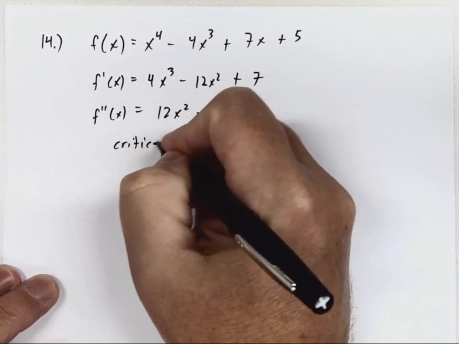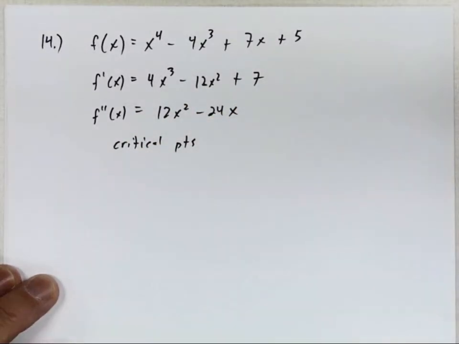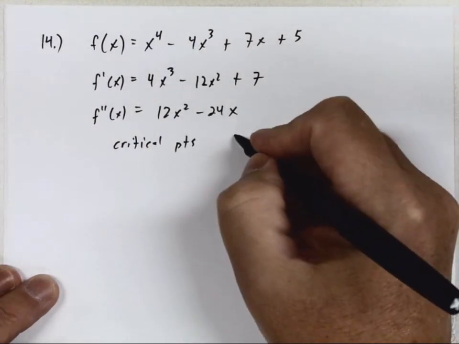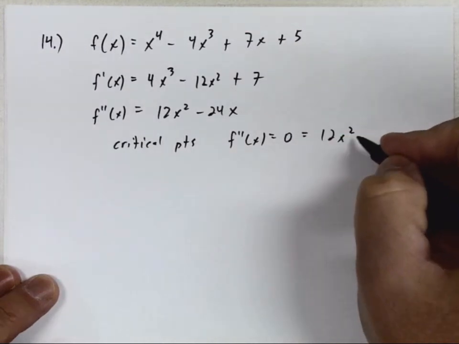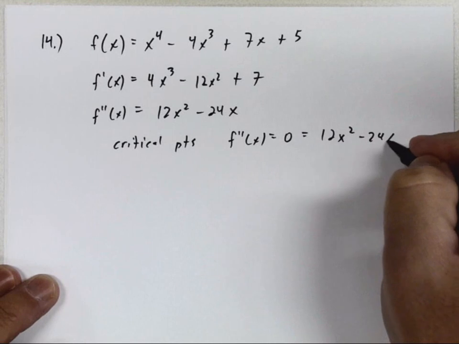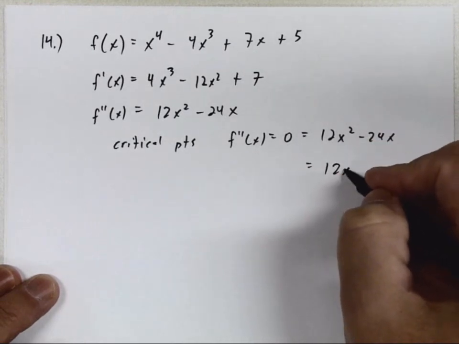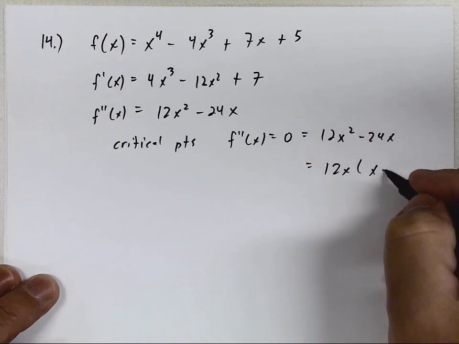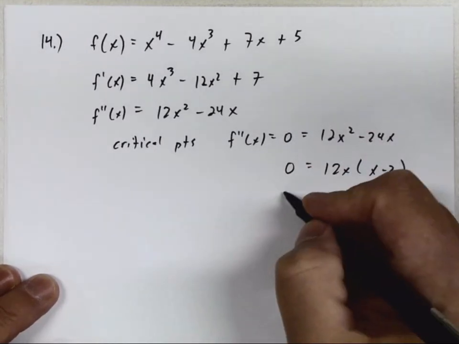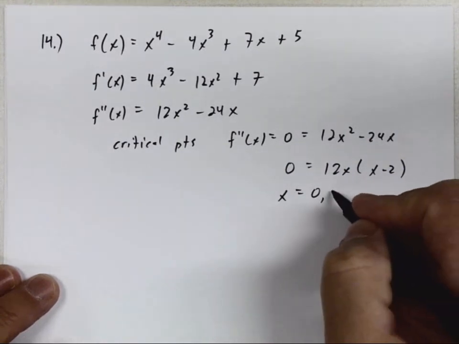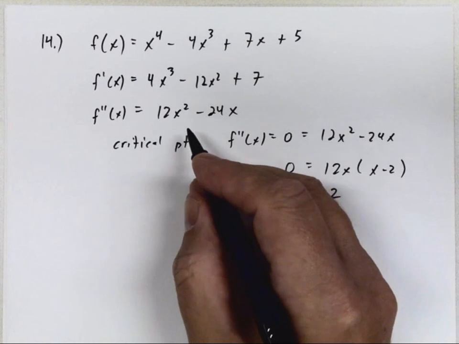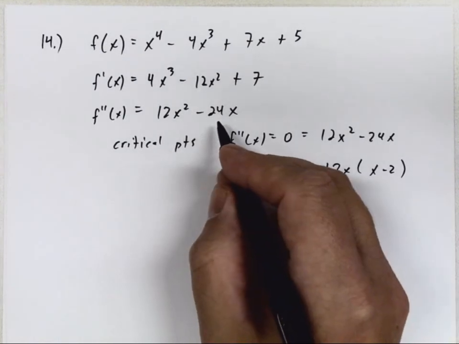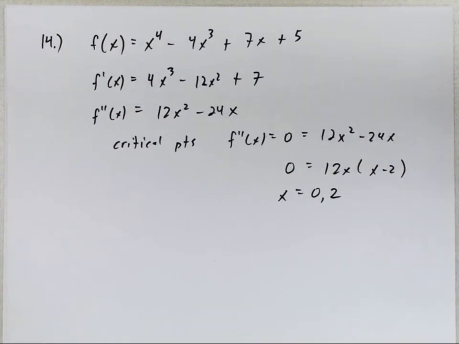Now, let's get the critical points of the second derivative. What we do first, we set the second derivative equal to 0 and solve for x. I can factor out a 12x. Looks like the critical points are going to be when x is 0 and x is 2. Now there are no critical points where this second derivative is undefined. That's only going to happen if we have some kind of a fraction.